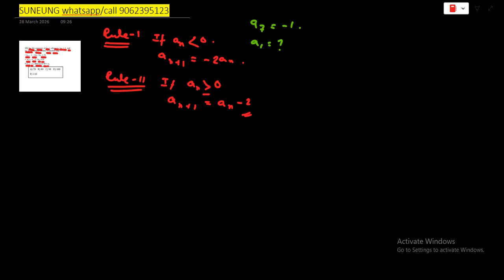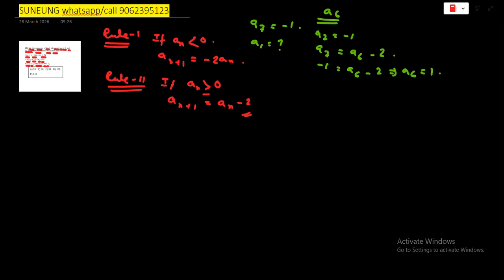Now we are traveling back in time, so first we have to find a_6. If a_7 is minus 1, where did it come from? Could it come from rule number 1? No, because rule 1 results in a positive number, right? Minus 2 times a negative is positive. So it must come from rule number 2. a_7 = a_6 - 2, so minus 1 = a_6 - 2. So a_6 equals 1. Now this works because 1 ≥ 0.